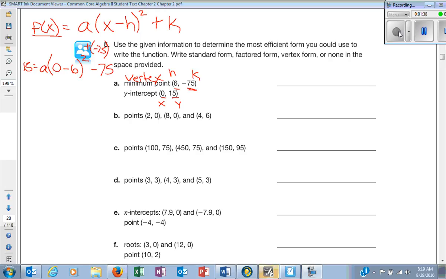Now, just simplify. 0 minus 6 is what? Negative 6 squared is 36, so is everybody okay with me writing this as 15 equals 36a minus 75? Now this is just a two-step equation from chapter 1 or 2 of Algebra 1. Add 75 to both sides. 90 equals 36a. What do I do next? Divide by 36.